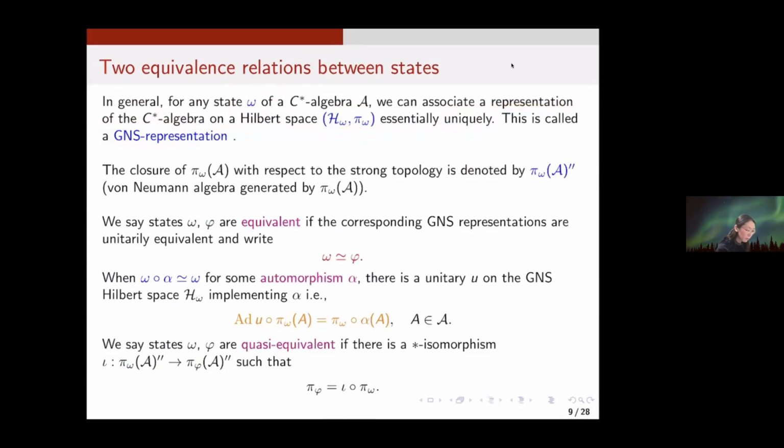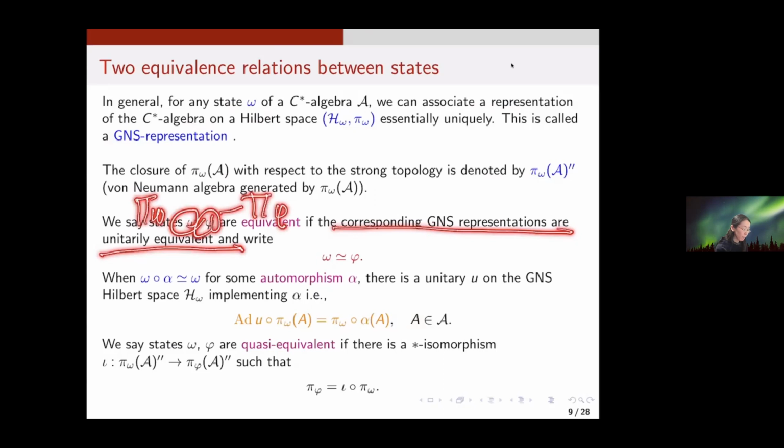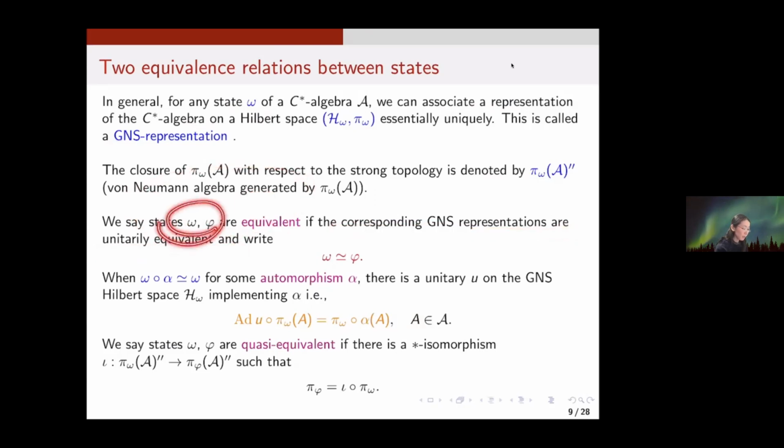And frequently we consider the closure of the range of this representation with respect to the strong operator topology, which is denoted by this. I will also call it the von Neumann algebra generated by this. Now, with this preparation, let us recall what we mean by two states being equivalent. We say two states are equivalent if the corresponding GNS representations are unitarily equivalent. This has a representation pi omega, and this has representation pi phi. If they are unitarily equivalent, then these states are equivalent, and I will write it like this in this talk.